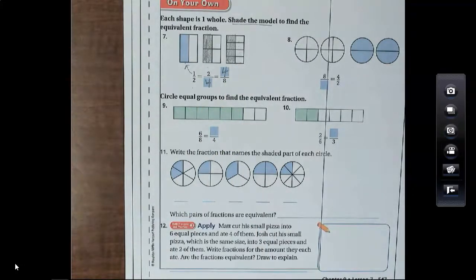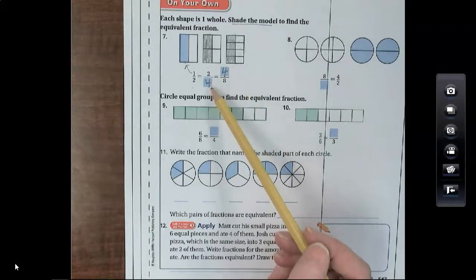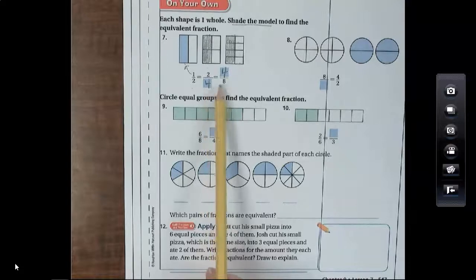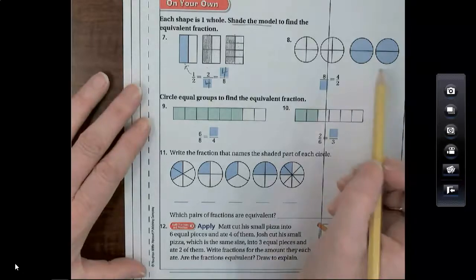And that makes sense to me because I know that 4 is half of 8 and 2 is half of 4. So 1/2 equals 2/4, and it also equals 4/8. That picture proved it. Okay, let's try number 8.